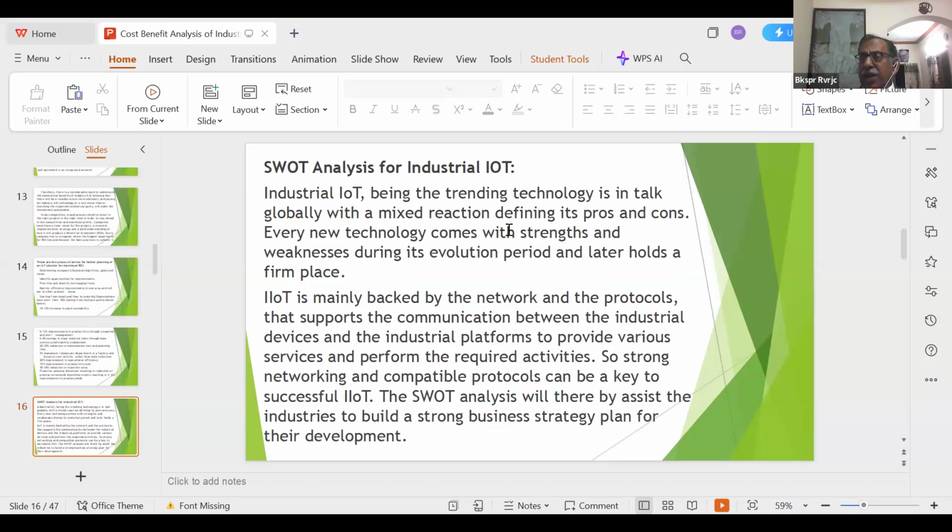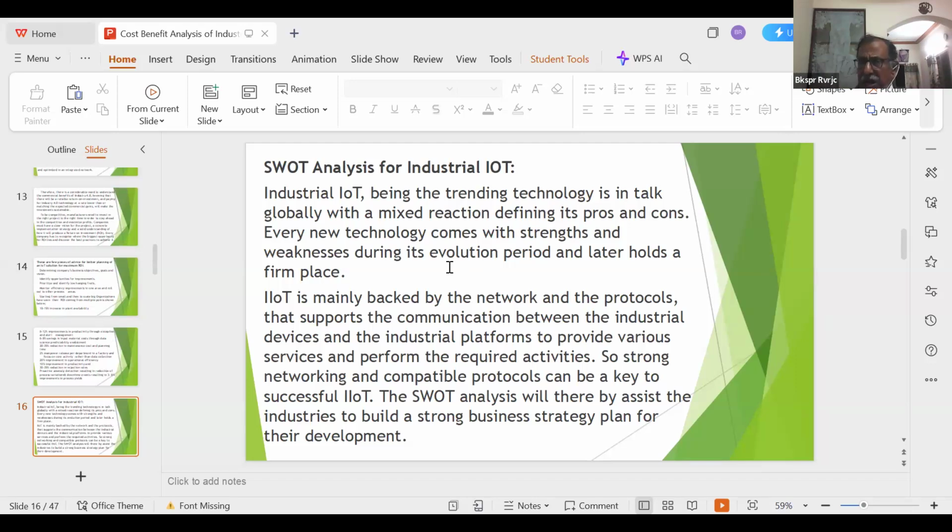Now, SWOT analysis for industrial IoT, the Industrial Internet of Things, is identified here. Industrial IoT, being the trending technology, is in talk globally with a mixed reaction, defining its pros and cons. Every new technology comes with strengths and weaknesses during its evolution period and later holds a firm place in the environment.